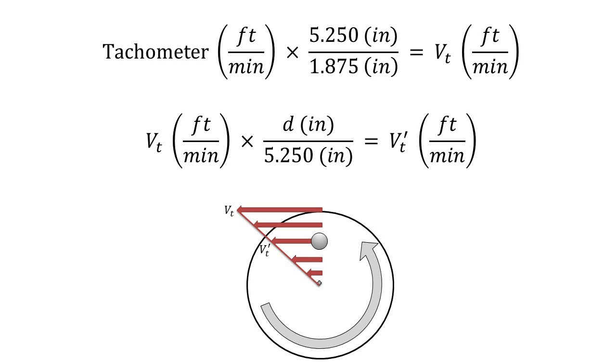We first multiply the reading by the ratio of the two radii of the rotating wheels. This gives us the tangential velocity where the spinning tachometer meets the tabletop. We then multiply that velocity by the ratio of the object's distance from the center and the distance from the center of the known velocity.